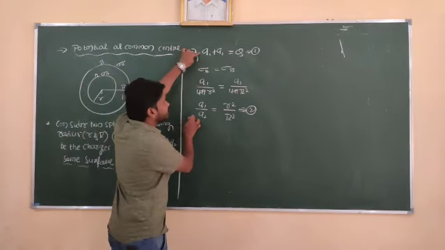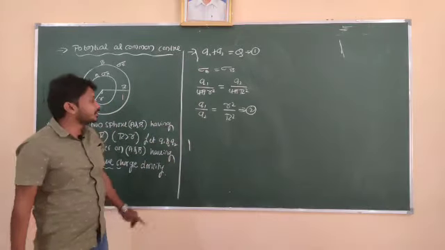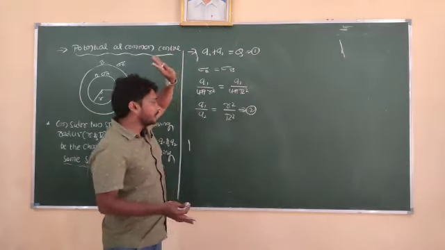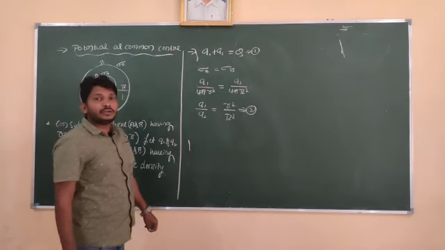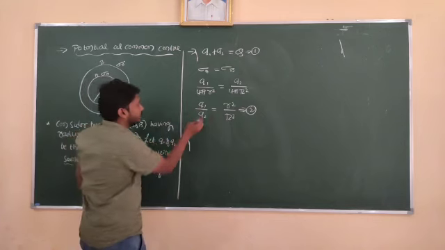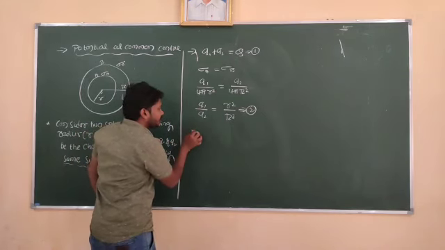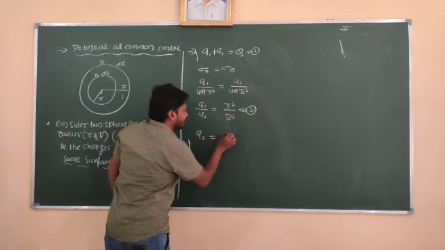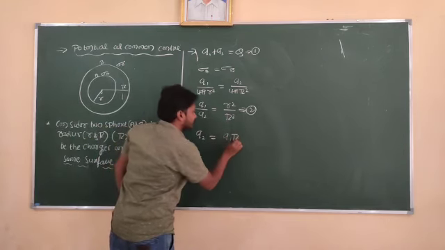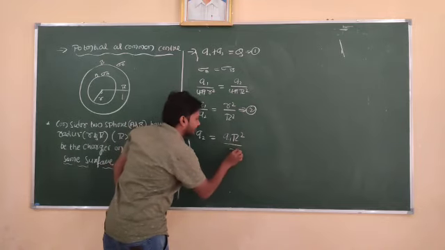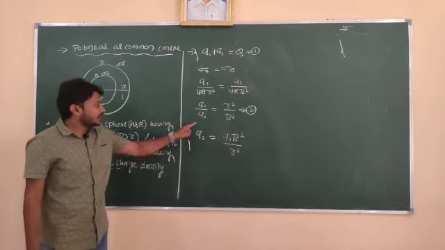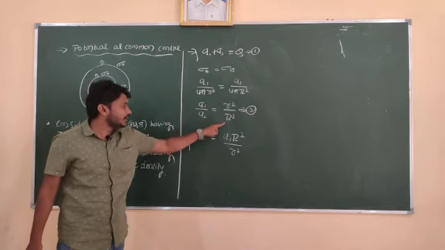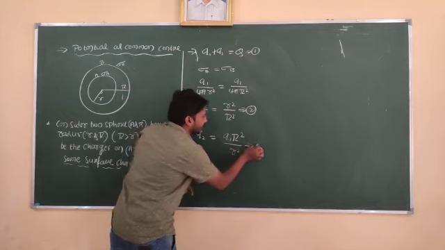Now I will equate these two, equation 1 and equation 2. From these two equations individually I will get the Q1 value and Q2 value. So let me find out Q1 and Q2 individually. Look here, Q2 is equal to what? From equation 2 I will rearrange, so Q2 is equal to Q1 into R2 square divided by R1 square.